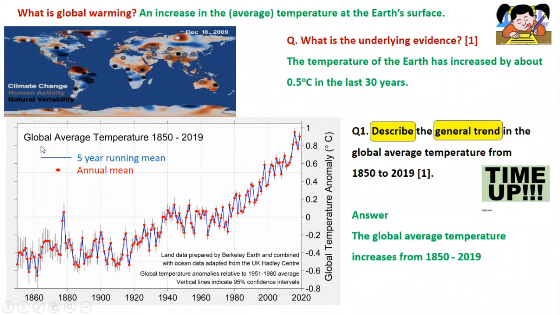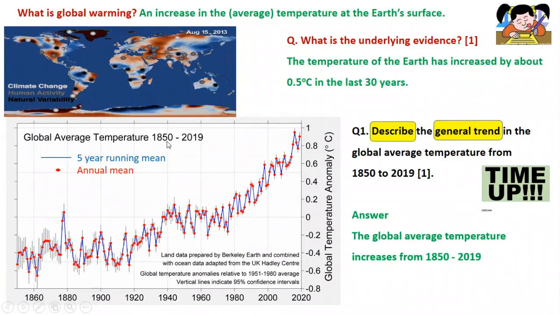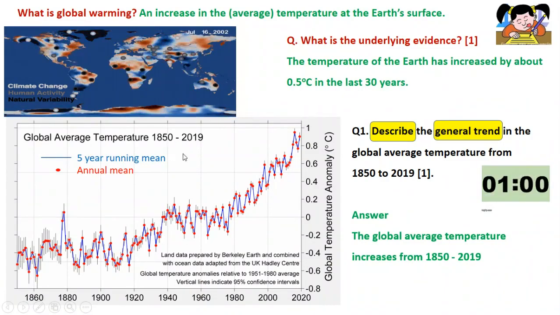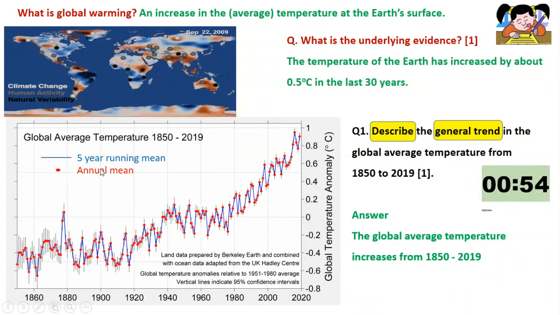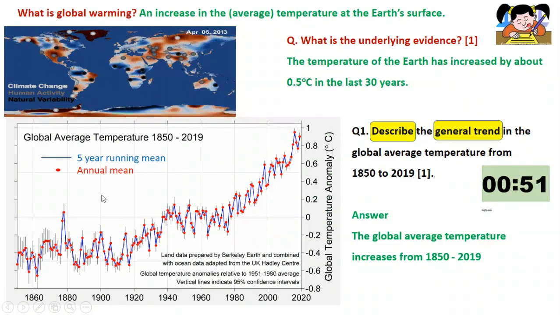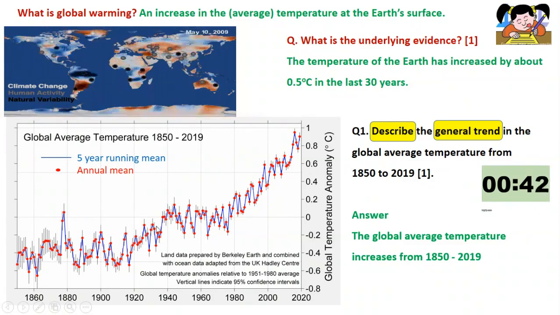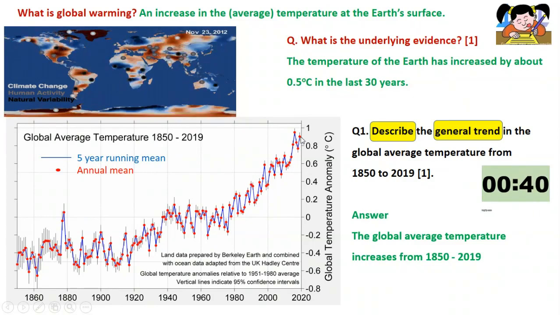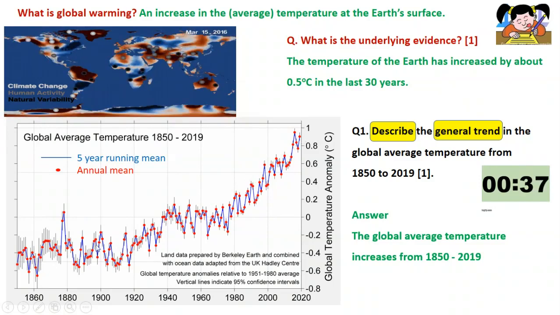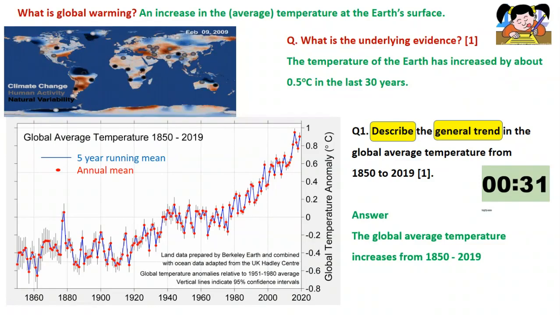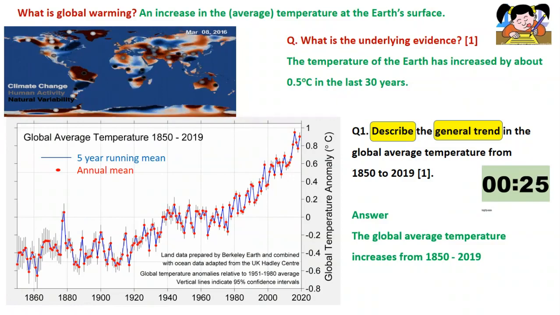Because when you go back to the graph, it's telling you about the global average temperature from 1850 to 2019. The blue line is showing you a 5-year running mean, and the red dot is showing you the annual mean. If you look at the graph very carefully, at my cursor, you can see the graph continues to go up and up from 1850 all the way to 2019. So this is the trend that we can see, an increase in average temperature from 1850 to 2019. You've got about 10 more seconds to finish your work, your green pen improvements.